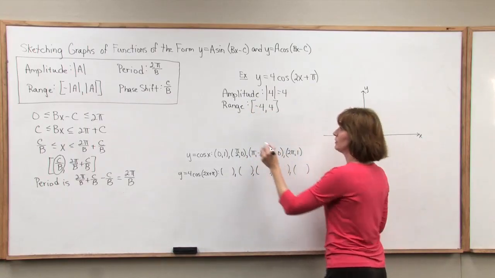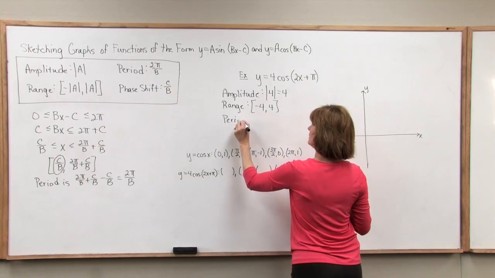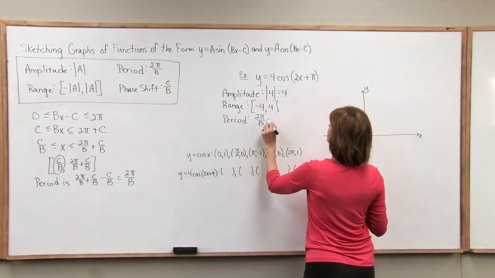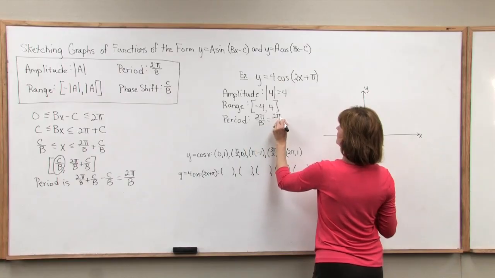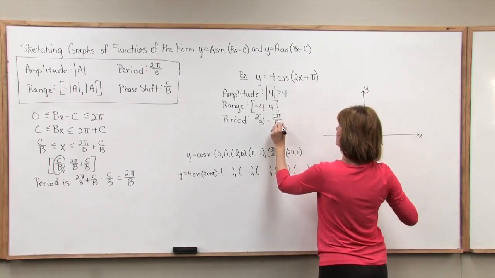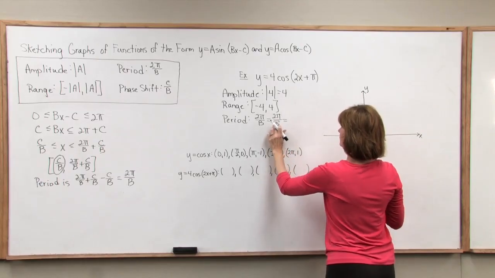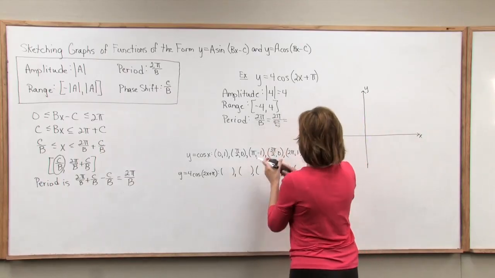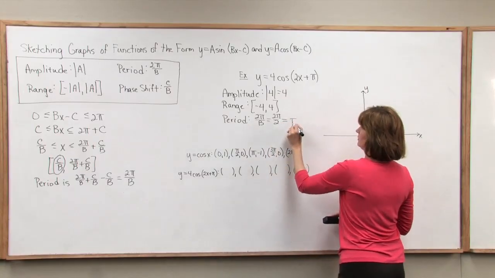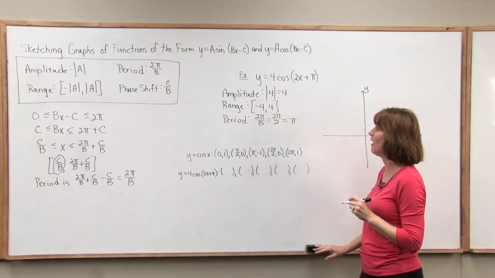The period is going to be 2 pi over b. Okay, let's look at this example. What's b? Notice that b is positive. b is 2. Oops, 2. Sorry about that. 2 pi over 2. So the period for this graph is pi.